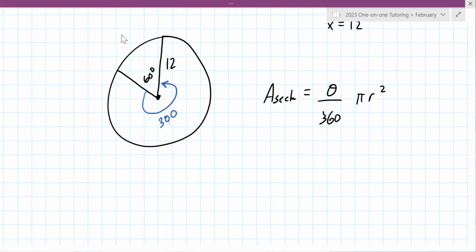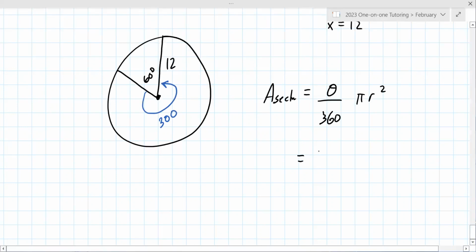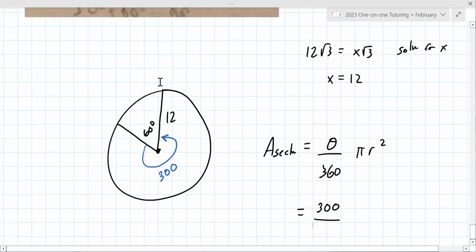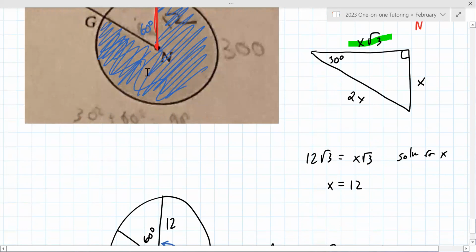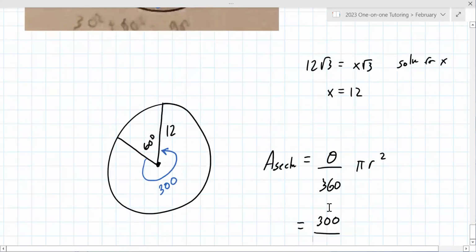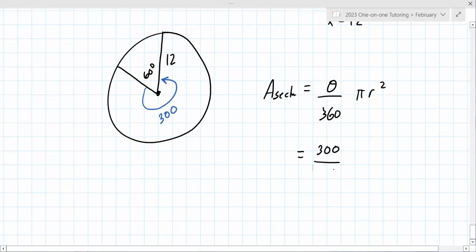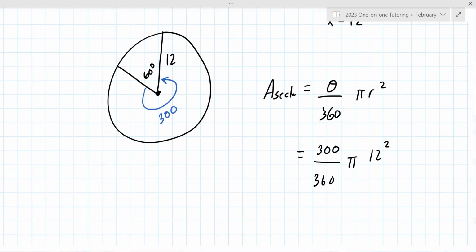So would I write 60 over 360? No, because you don't want the pizza slice. You want the blue region. So then I'd have to use the 300 over 360 times pi 12 squared. All right, yeah, and 12 is the radius. Square that.